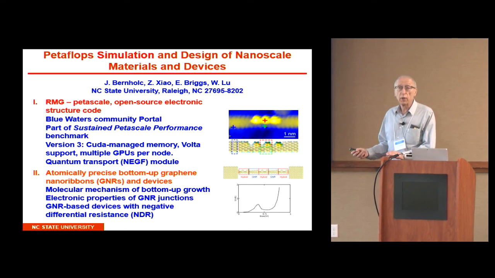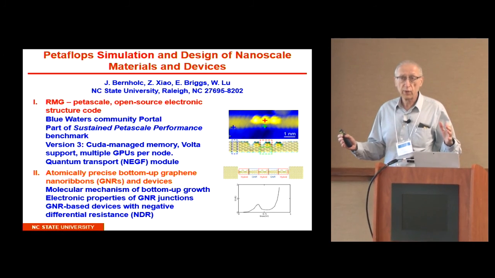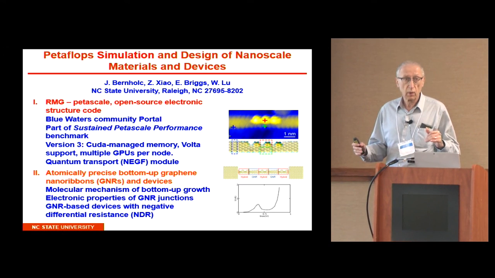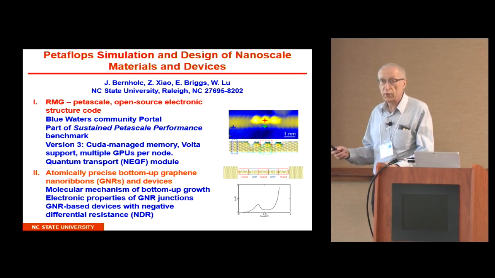What we are doing, we are developing large-scale parallel codes. We are applying those codes. So what I'm first going to tell you relatively briefly about is RMG, the real space multi-grid code that does DFT calculations. It has all kinds of capabilities.